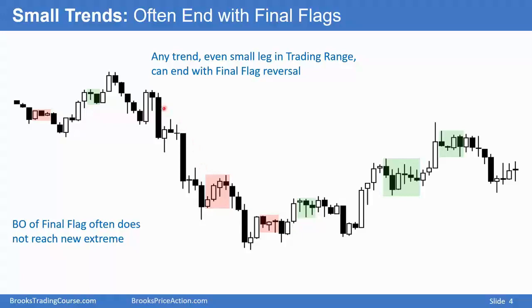Sometimes, as I said, you can have a bear trend and a breakout below the bear flag, and the trend reverses, but the breakout did not go to a new low. Likewise here, you have a bull flag and you have a small breakout. The market reversed without first going to a new high. Sometimes the final flag breakout does not lead to a new extreme.